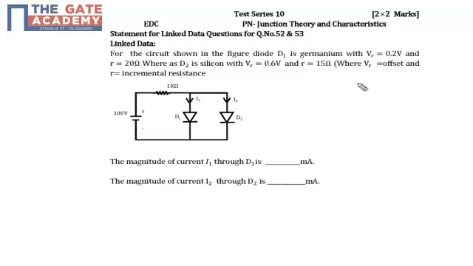Hello friends, this question is from the test series number 10 from EDC. Topic name is PN junction theory and characteristics. It's a linked data question.